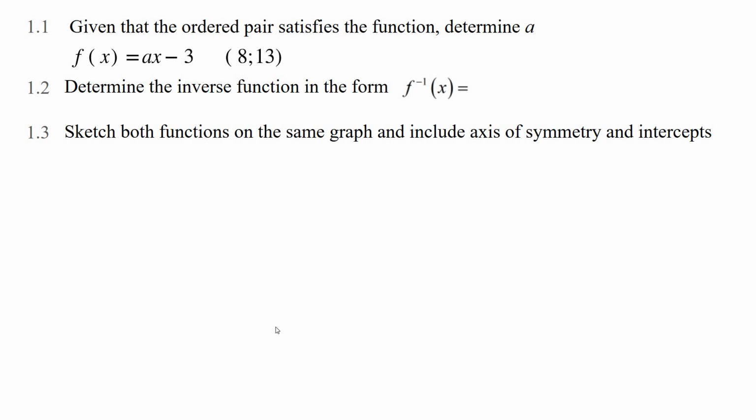Okay, let's try this question here. It says, given that this ordered pair, this point (8, 13), satisfies the function, that means it makes it true. Determine a. Okay, how are we going to do this?